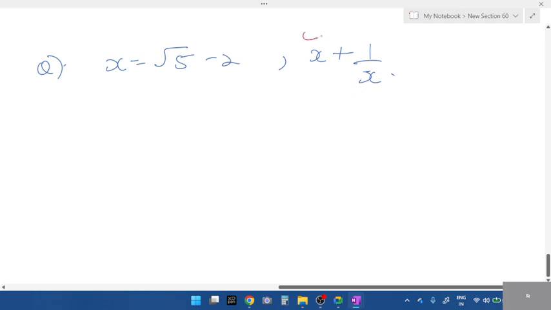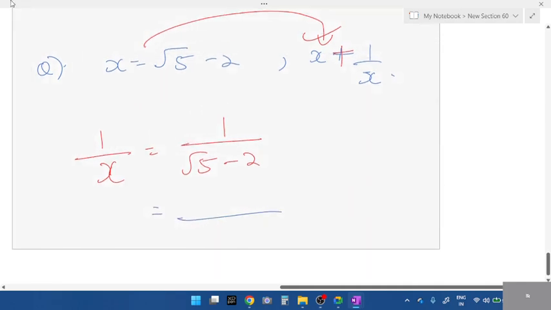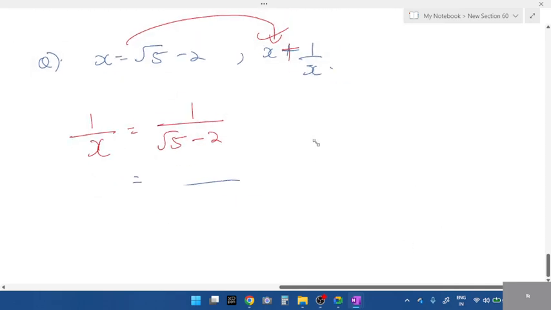X is given, we know x value, x plus 1 by x is asked. See, for x we have a value, 1 by x is missing, so let me put 1 by x, 1 as it is. What is the value of x, students? What should I write here? Minus 2. So where is root 5, numerator or denominator for 1 by x? Denominator. I told you denominator you all shouldn't have square root value, students.